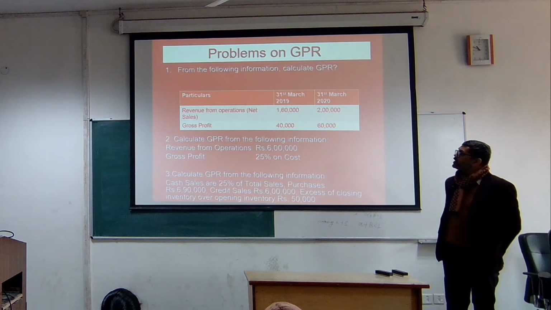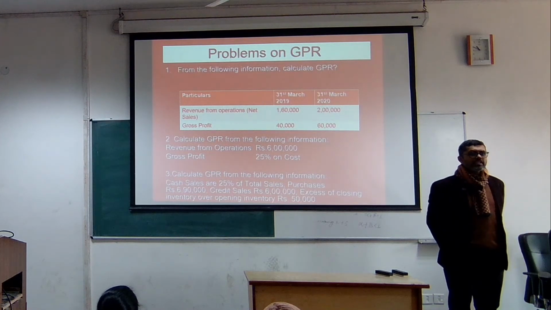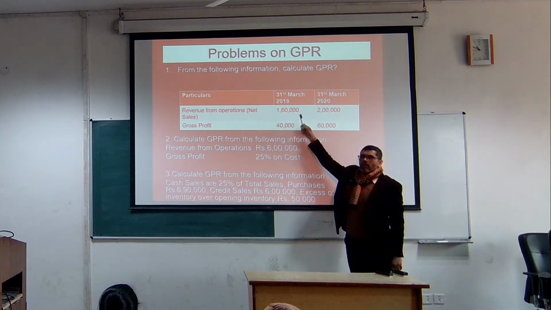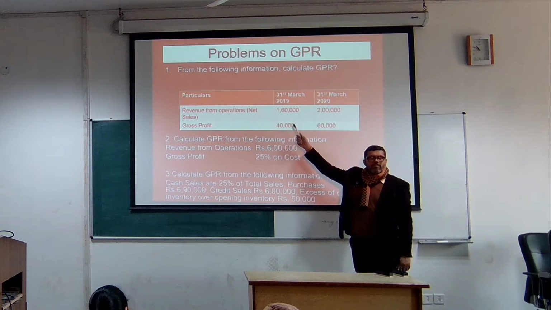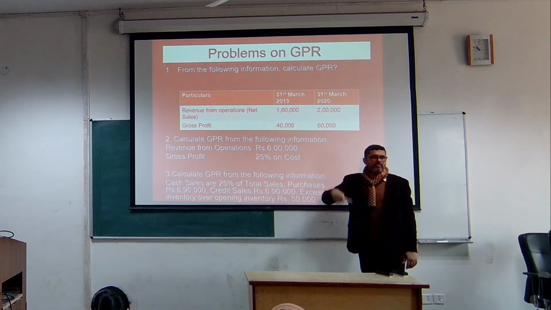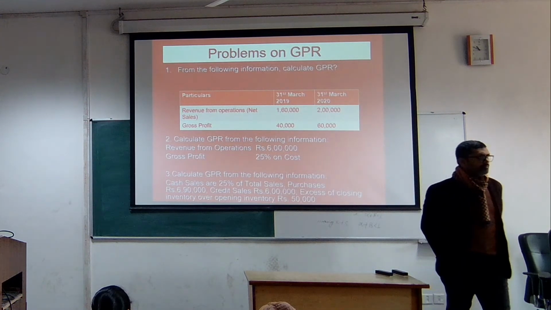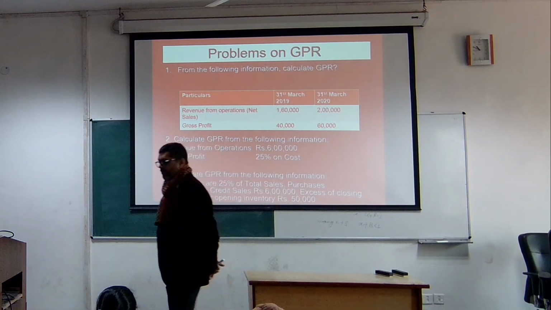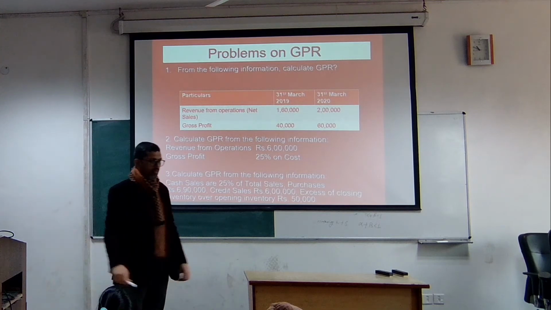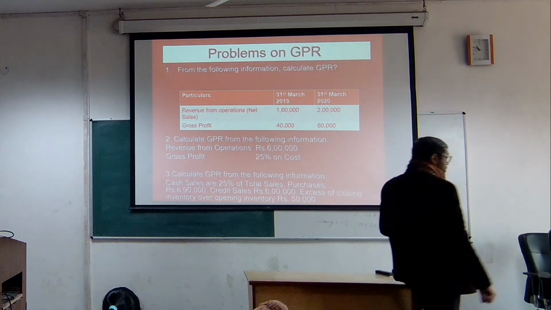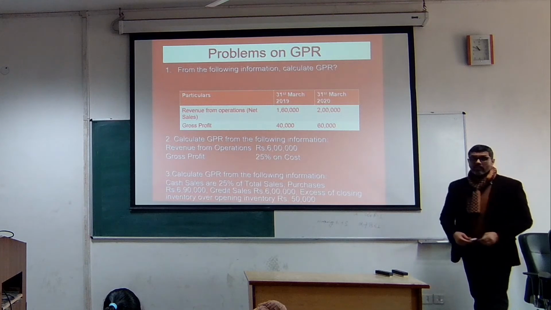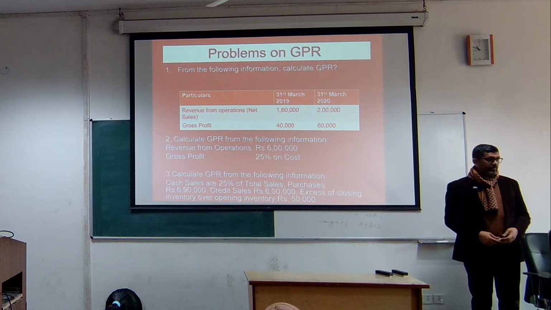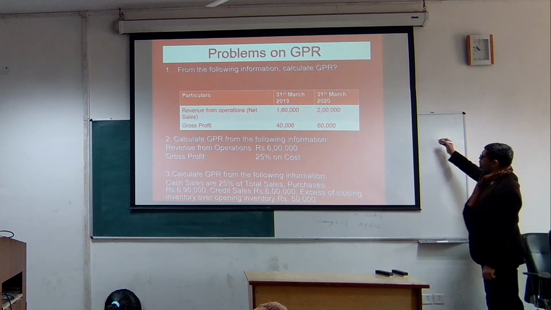You have to calculate gross profit ratio. The first one is very simple. Gross profit upon revenue from operations multiplied by 100. That's a straight one. So you need to also learn, it's just not calculating the answer, you have to present it in a better manner, right?